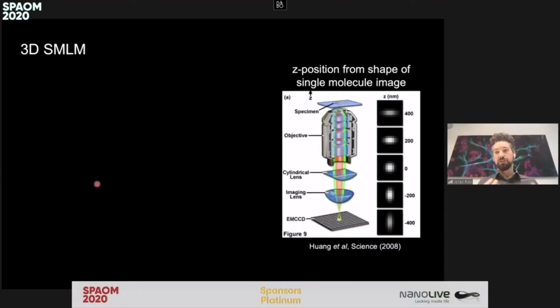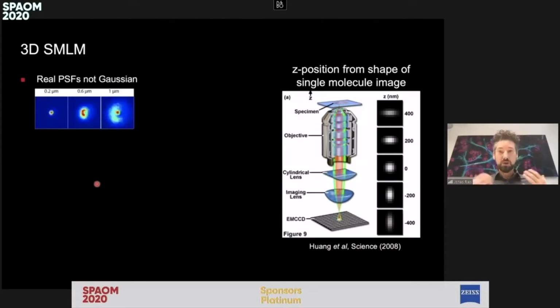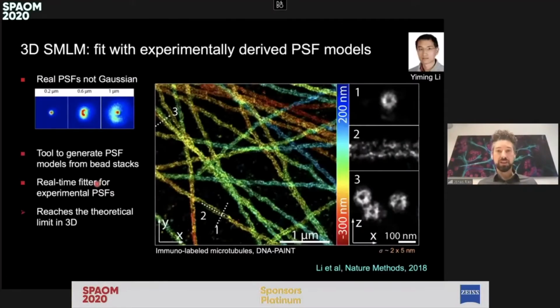One reason for this limited performance was that during the analysis of our 3D super resolution data, we had to assume that the point spread functions were described by Gaussian functions. But realistic PSFs often are not Gaussian, and this, of course, then creates a problem. This is why in my group, we now developed a new fitting approach that uses not Gaussian point spread function models, but experimentally derived and therefore much more precise point spread function models for fitting. These PSF models we can obtain from stacks of beads immobilized on a cover slip.